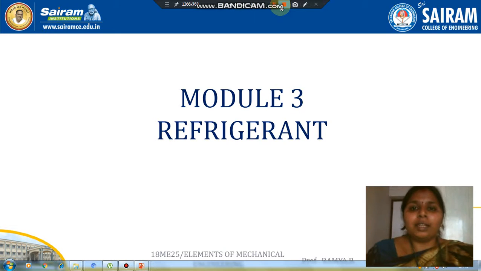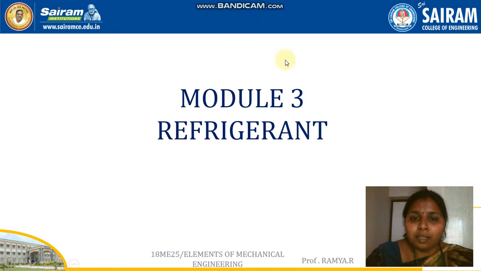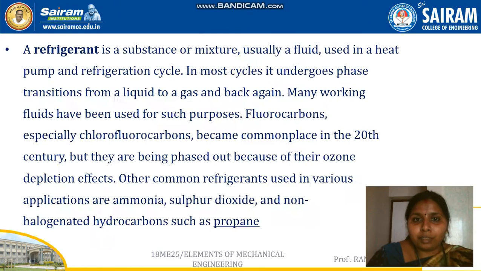Hello all. In this video, we'll be seeing about the refrigerants and the types of refrigerants that are used in a refrigeration system. So first, what is a refrigerant? It is a chemical that absorbs the heat and it helps in the smooth functioning of a refrigeration system. So there will be no chemical change that takes place inside the refrigerant.